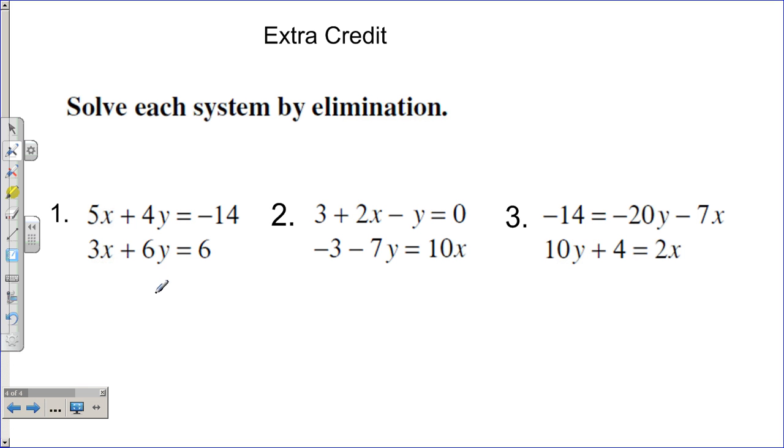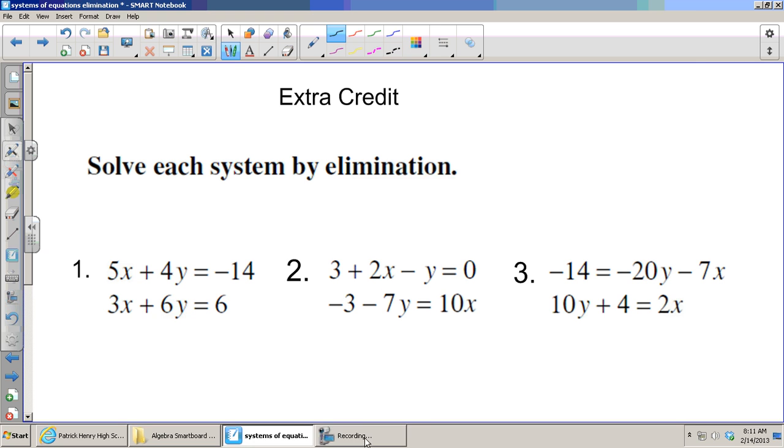Here's your 3 extra credit problems. You can pause the video if you need to write these down. Show all of your work. Do not turn in just the answers. Do these 3 problems, turn them in to Mr. Riddle, get your extra credit.